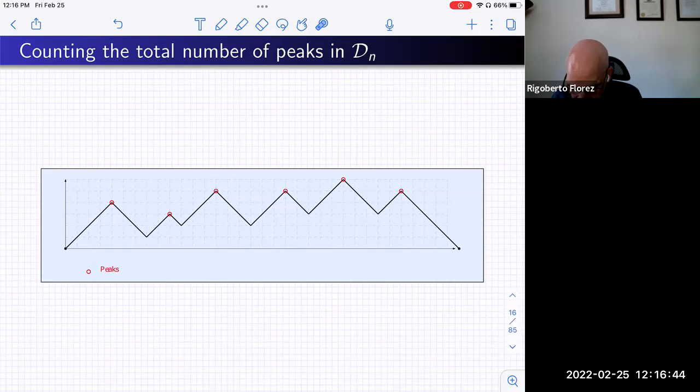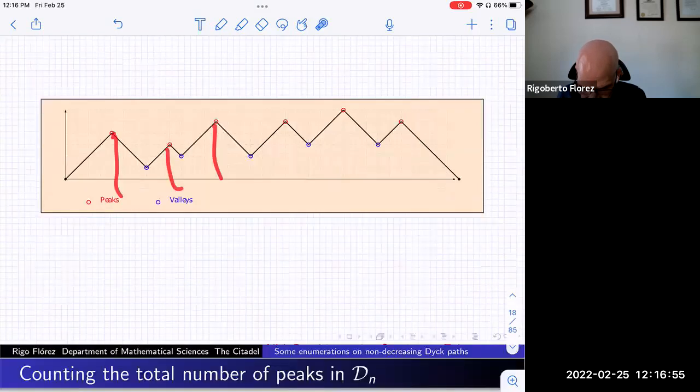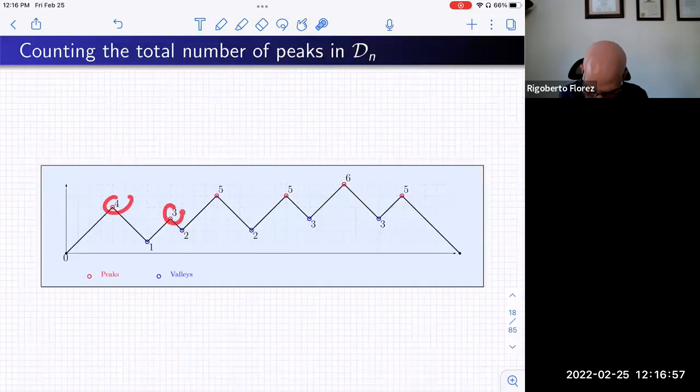Maybe another question that we can ask is how many valleys are there? Or maybe another question is the height of the peaks. So what is the height of our peaks? Or we can add all of them, or the height of valleys, right? We can ask many questions, or maybe the area of each pyramid. There are many questions that we can ask here.